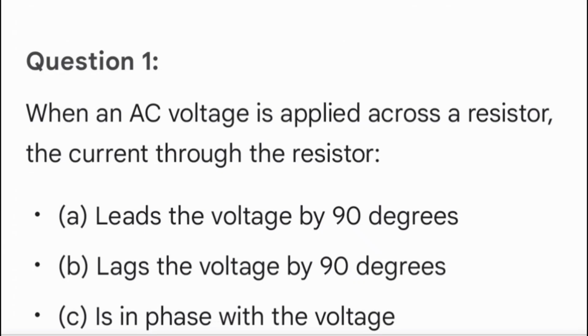AC voltage applied to a resistor. Objective questions. Question 1. When an AC voltage is applied across a resistor, the current through the resistor A. leads the voltage by 90 degrees.